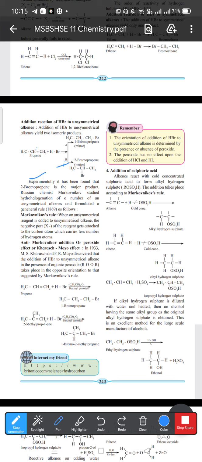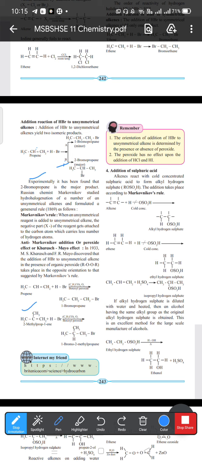The anti-Markovnikov rule was discovered in 1933 by M. S. Kharasch and F. R. Mayo. And by this rule, we can get the next reaction of propene. Propene reacts with HBr, it gives 1-bromopropane. And the next reaction is of 2-methylprop-1-ene plus HBr in presence of acetic anhydride, it gives 1-bromo-2-methylpropane. Now this addition we'll see according to the anti-Markovnikov rule.